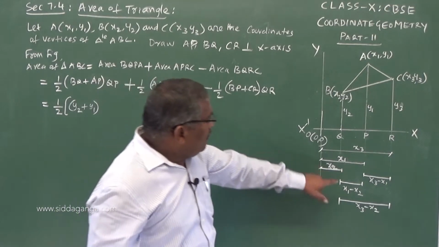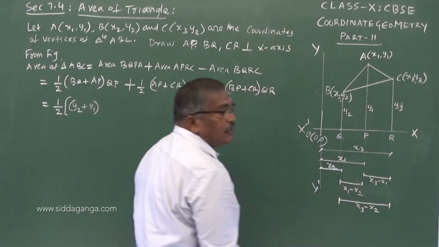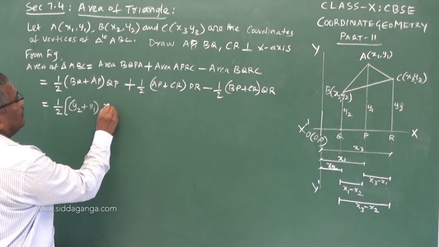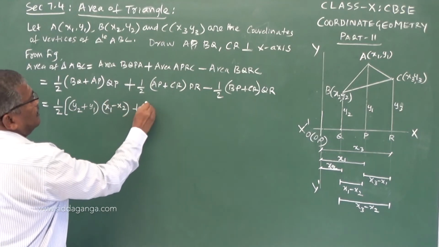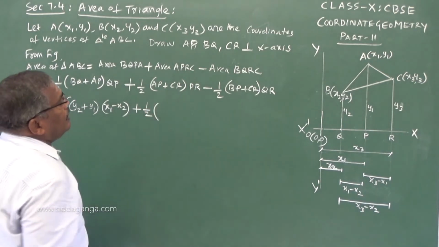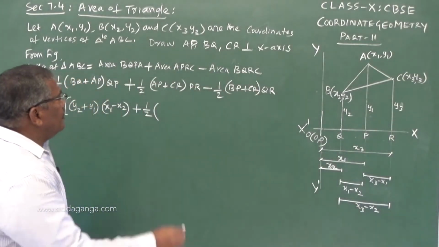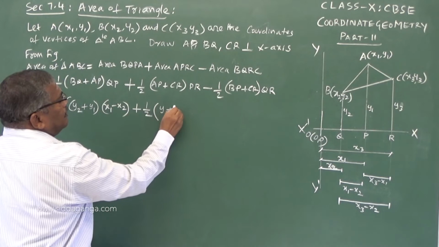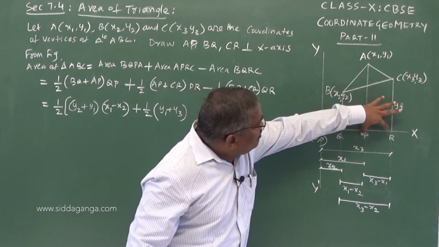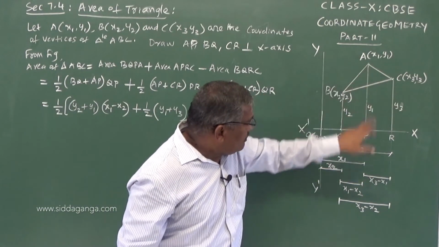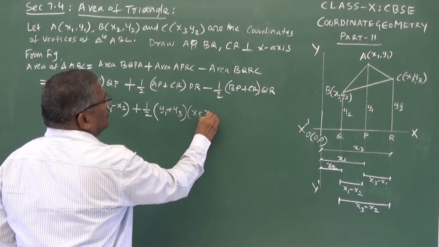So QP value I have written here, QP is this distance, X1 minus X2. So therefore I will straight away write X1 minus X2 plus half into AP plus CR. AP is Y1, CR is Y3, Y1 plus Y3. PR, this distance, PR is X3 minus X1, you can see here, X3 minus X1.